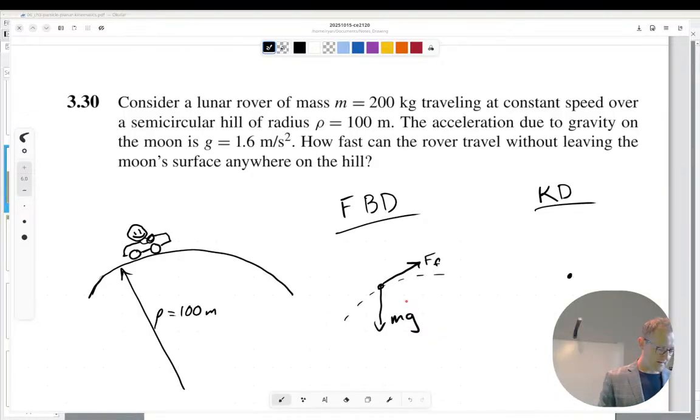Okay. What else did we have? Normal force, yeah. So normal to wherever that curve is, wherever you are on the curve, something that way.